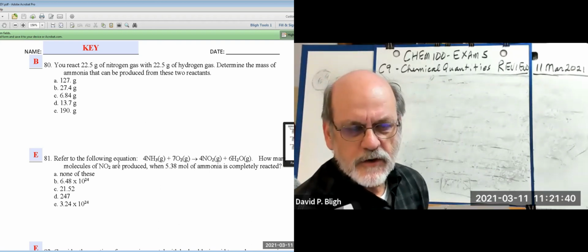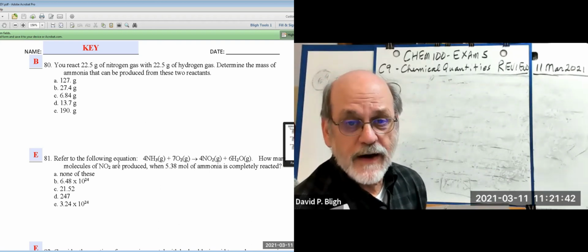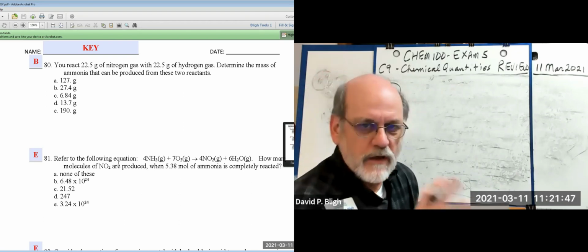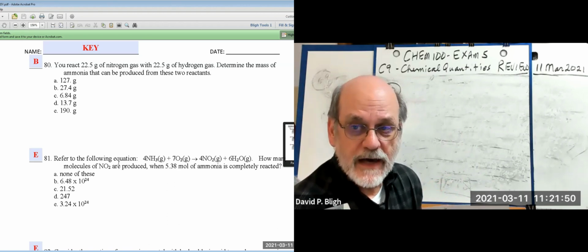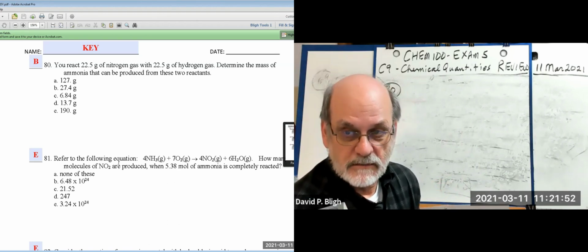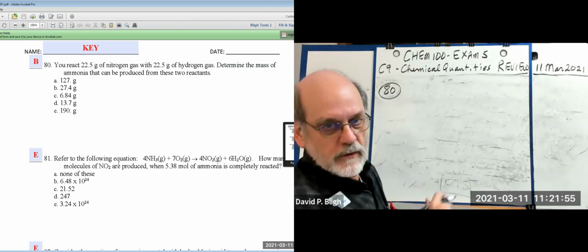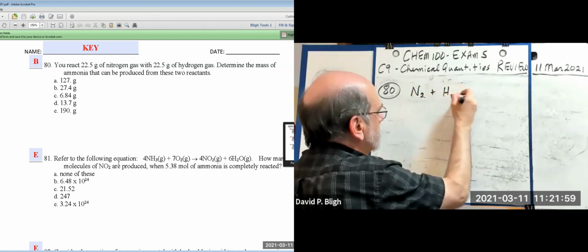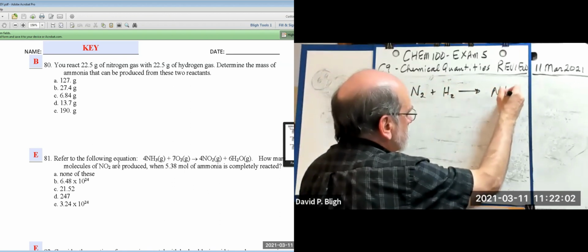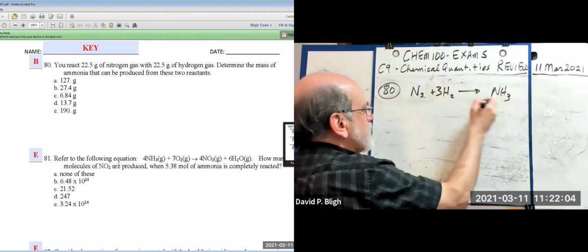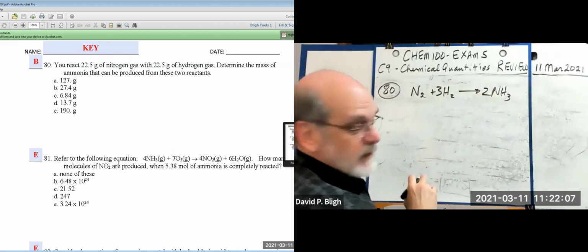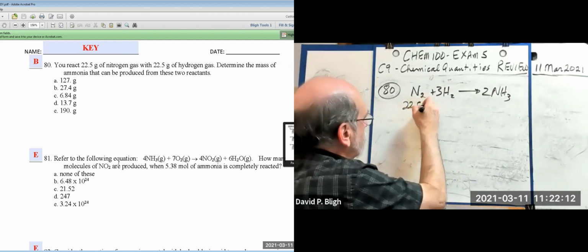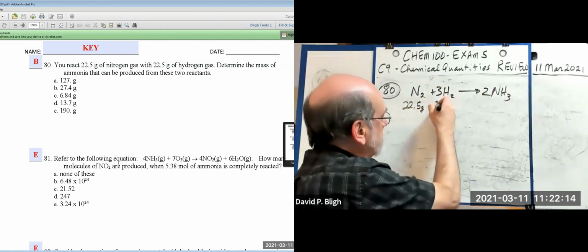You react 22.5 grams of nitrogen with 22.5 grams of hydrogen. Determine the mass of ammonia. So in the wording of the problem, we're saying the reactants are nitrogen and hydrogen. The product is ammonia. That's it. We're talking about Haber, of course. So that's 3 and that's 2. And we've got 22.5 grams here and 22.5 grams here.